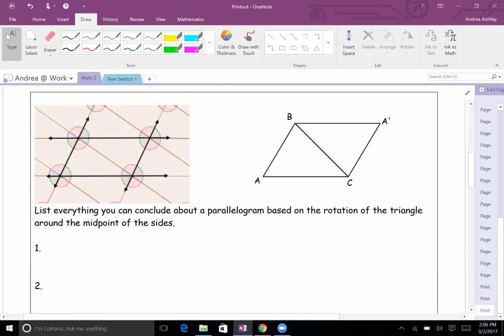To review, we have a bunch of congruent angles. So here, this green angle was the same as this green angle. I then have the blue and the red angles right here. That became congruent. That makes this angle here and this angle here congruent, as well as A prime.